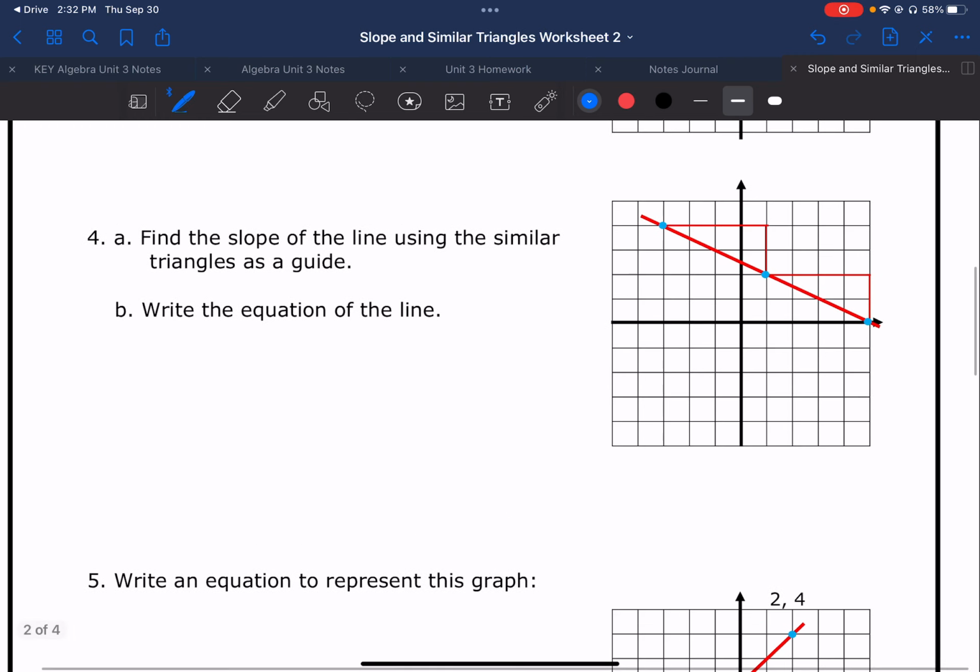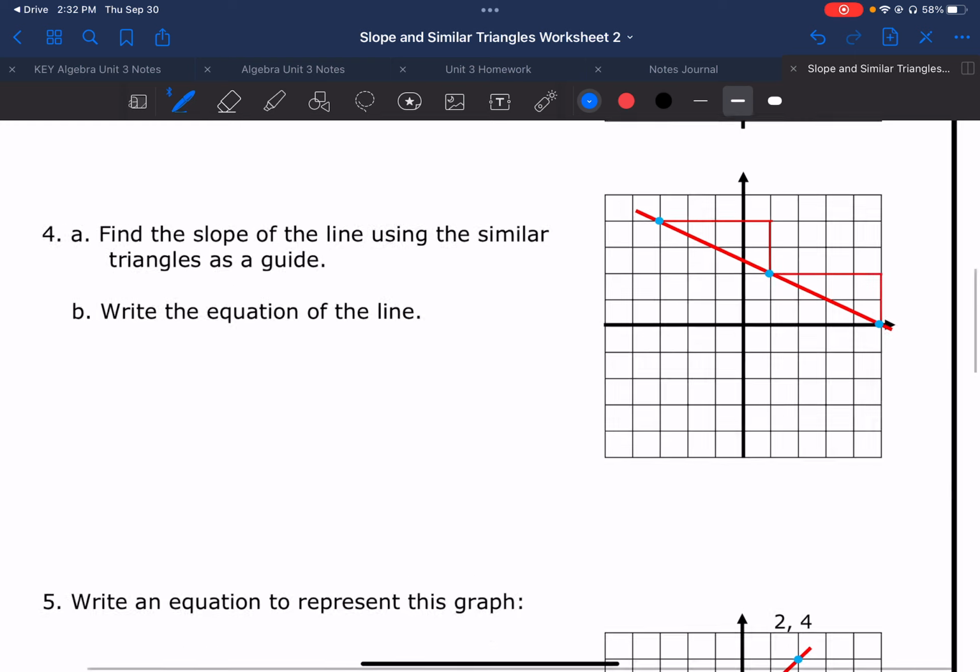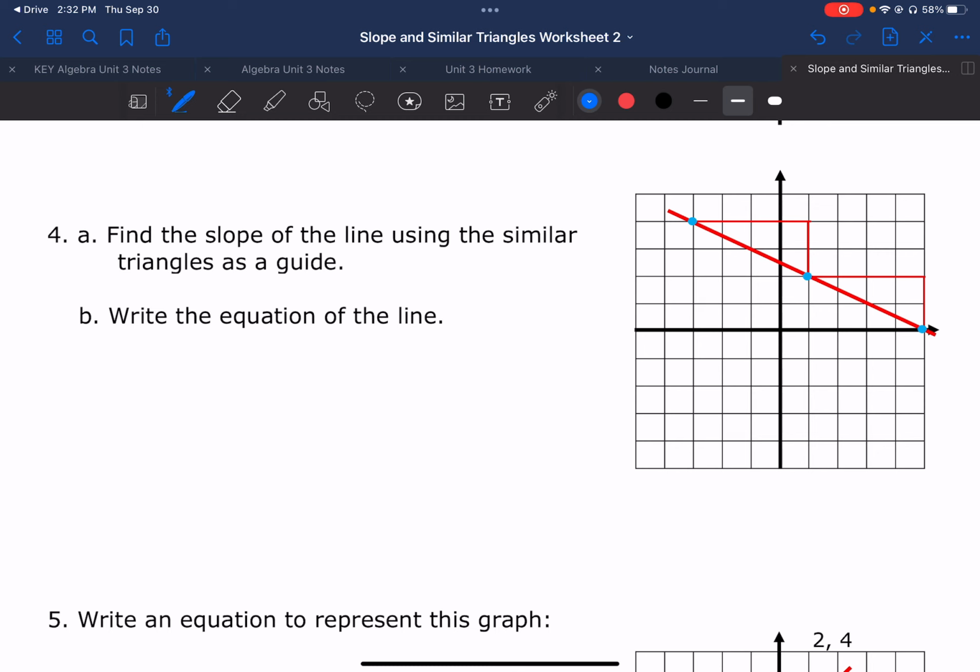So let's see. Find the slope of the line using similar triangles. If we wanted to find the slope of this line, how do we do that? It would be the same, right? Write the equation. What is my m? What is my b? So rise over run. Okay, and let's find that real quick.